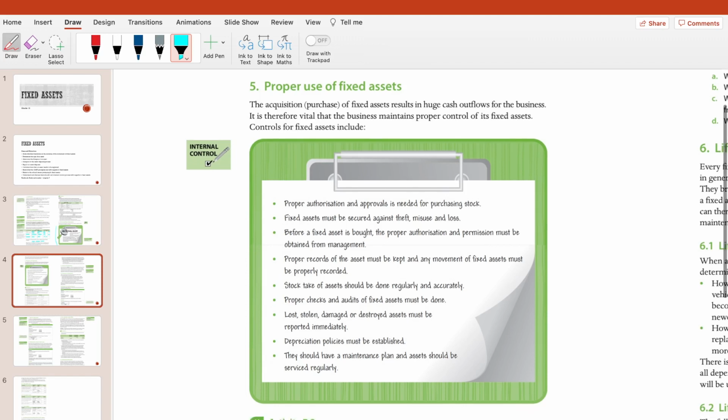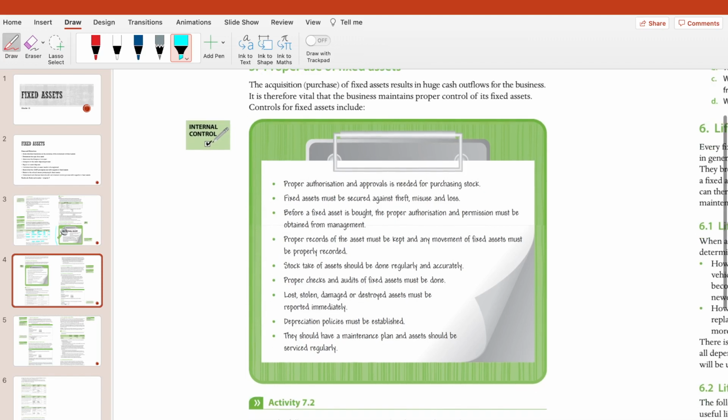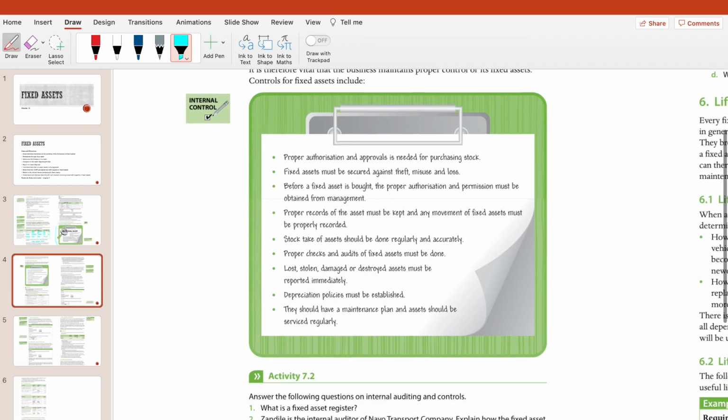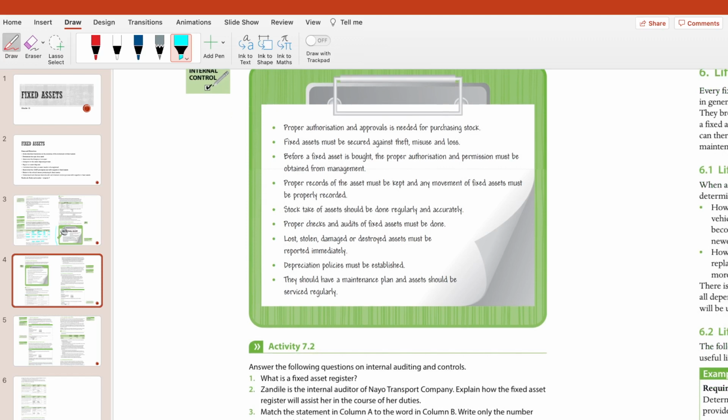So we have to have certain control measures in place. There must be proper authorization and approval before you purchase any stock. Fixed assets must be secured against theft and misuse. Just to get back, the previous was the audit process, what is checked there, and this is the internal control. I jumped ahead with that.